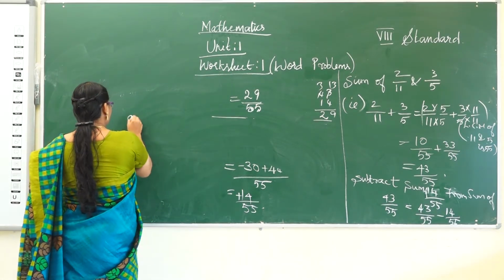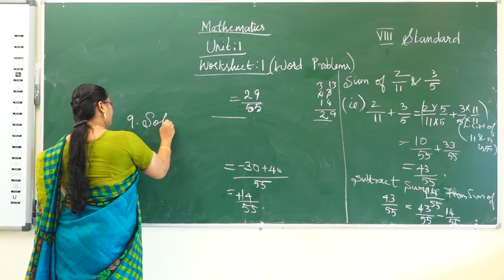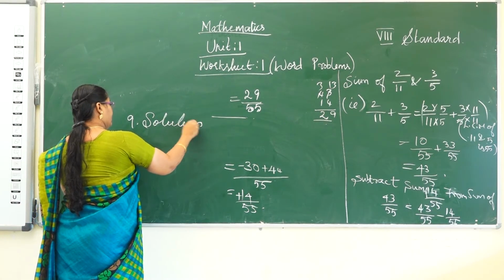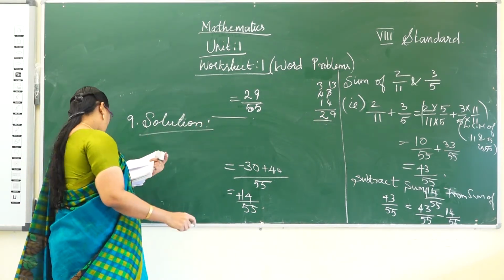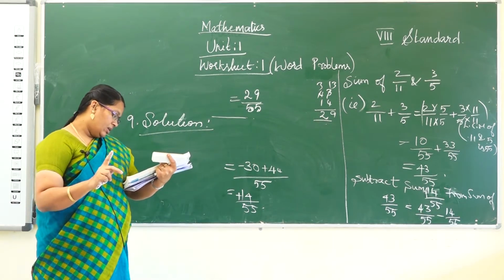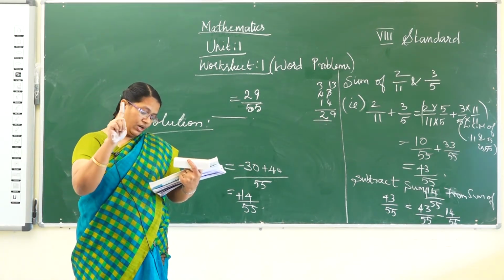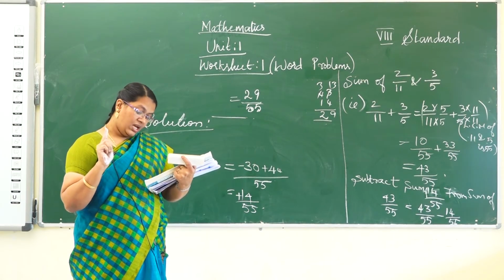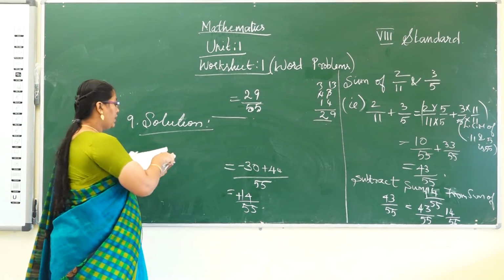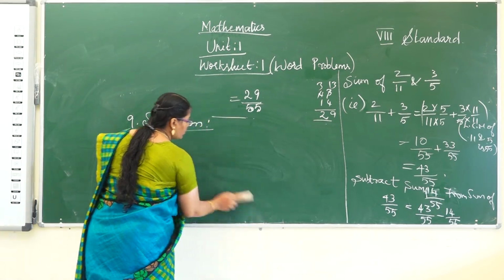Okay, and next one, the ninth problem. The sum of two rational numbers, the sum or addition of two rational numbers, is 4 by 9. If one of them is minus 7 by 18, find the other one. Okay. So, the easiest one.